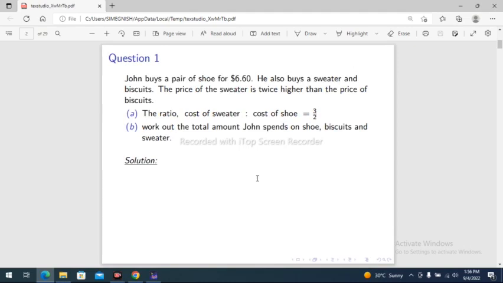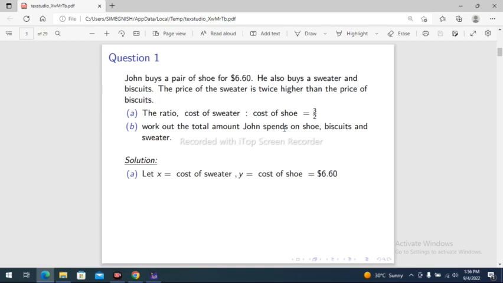So let's go to the first question. It says, John buys a pair of shoes for $6.60, and he also buys a sweater and a biscuit. The price of a sweater is twice the price of a biscuit, and the ratio of the cost of the sweater to the cost of the shoes is given, which is 3/2. You are asked to find the price of the sweater, the price of the biscuit, and the total amount John spends.